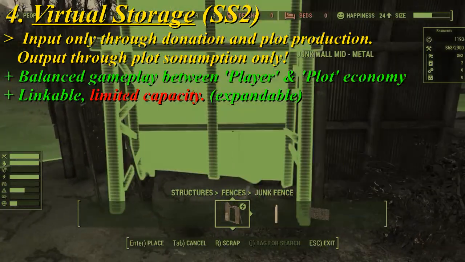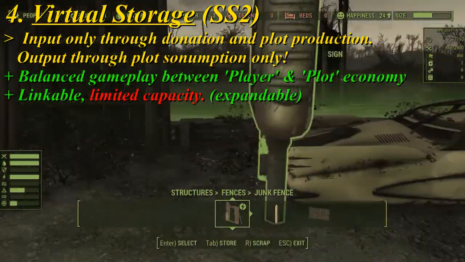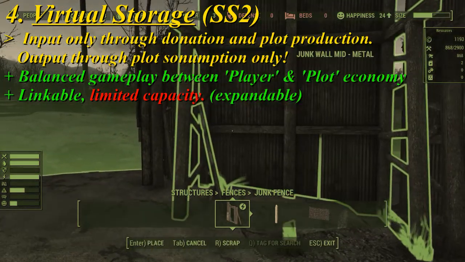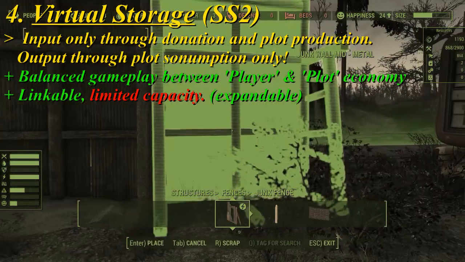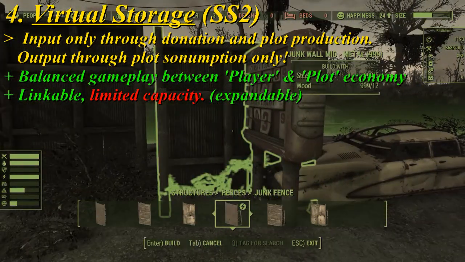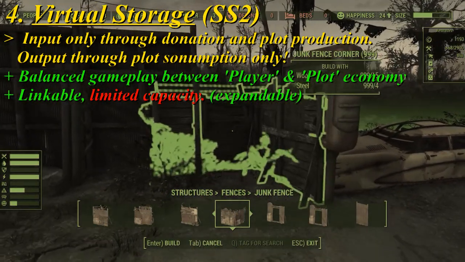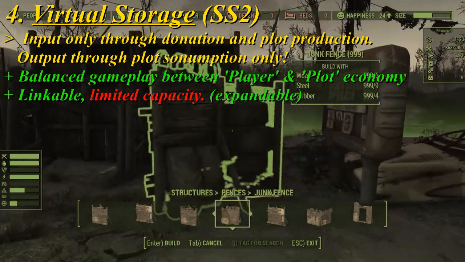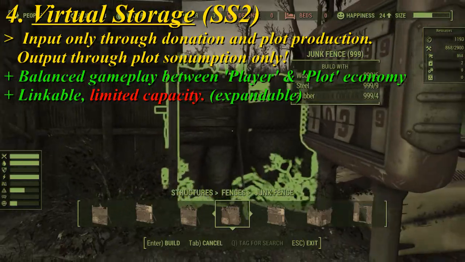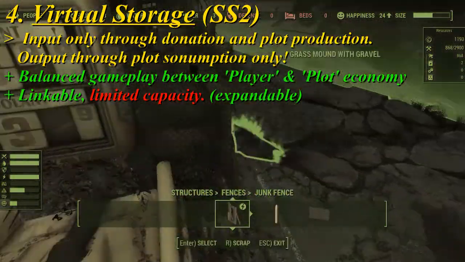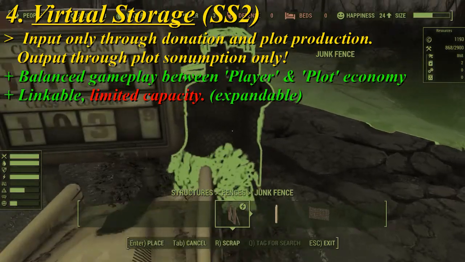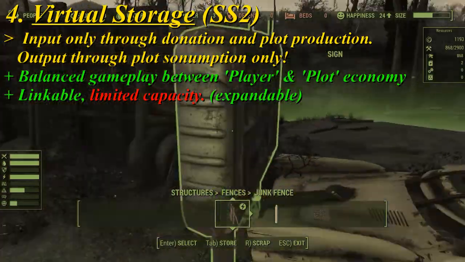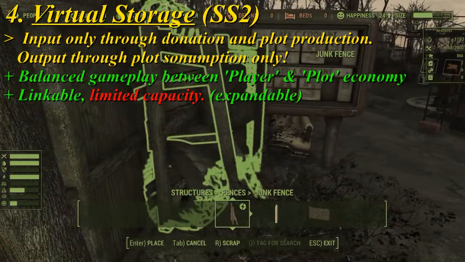Anything that goes in there stays in there, and the only way that items are removed from the virtual storage is through SimSettlement 2 economy, referring to plots that require upgrade cost, construction cost, or upkeep cost that is paid through this storage. However, just like the workbench, when you're crafting something, items are taken out of the workbench, but if the workbench doesn't have those items, you take them out of your personal inventory.